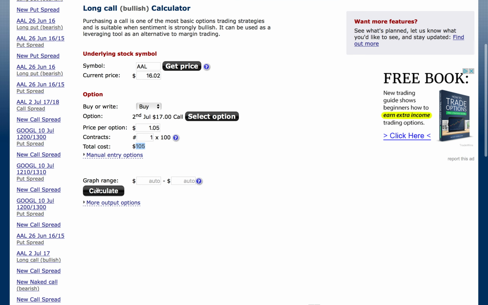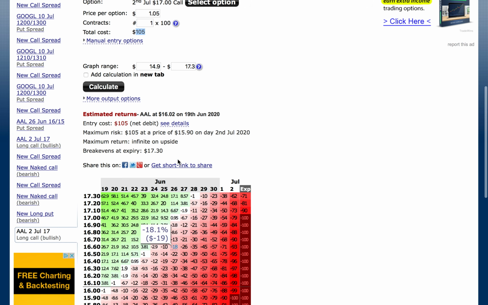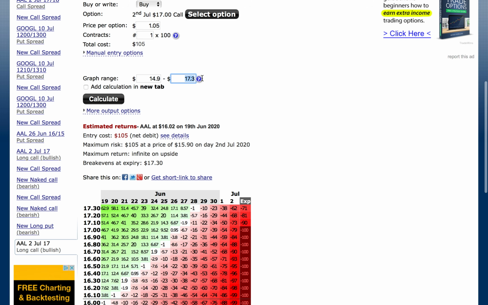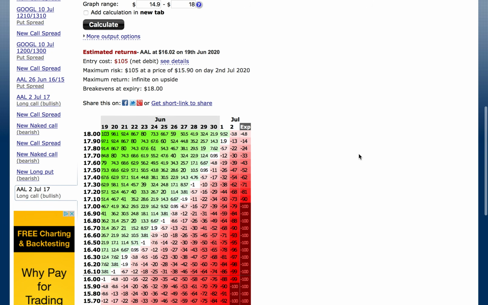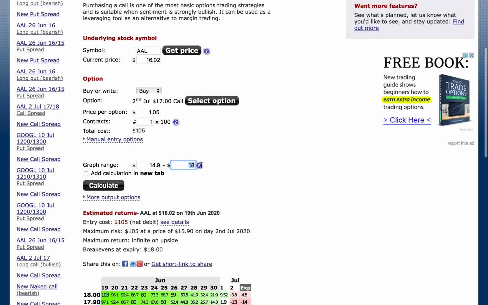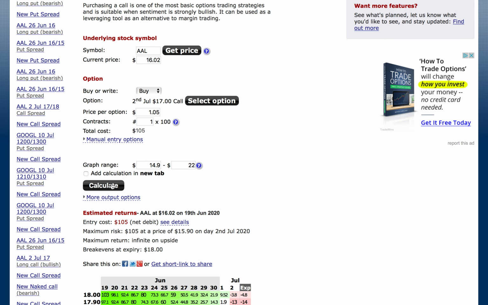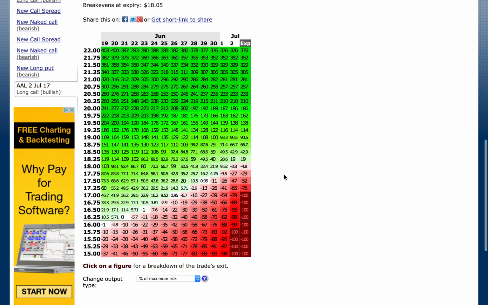And so let's actually graph this out just to get a clear visual on what's happening. So let's do that. I'm just going to change the graph range here. I'm just going to add 18 just so you guys can get a little bit more insight. Actually, let me go a little bit higher. Let me go to 22. Okay, there we go. Perfect.